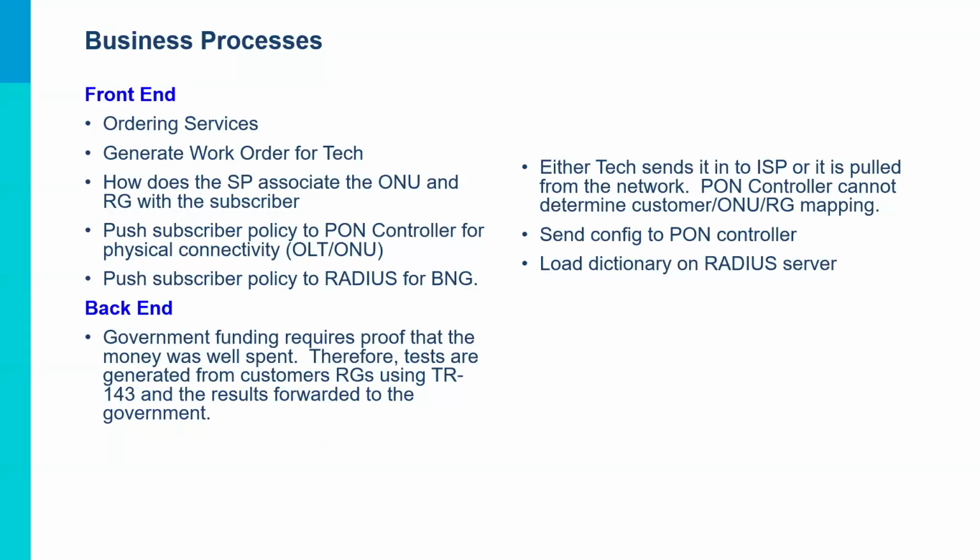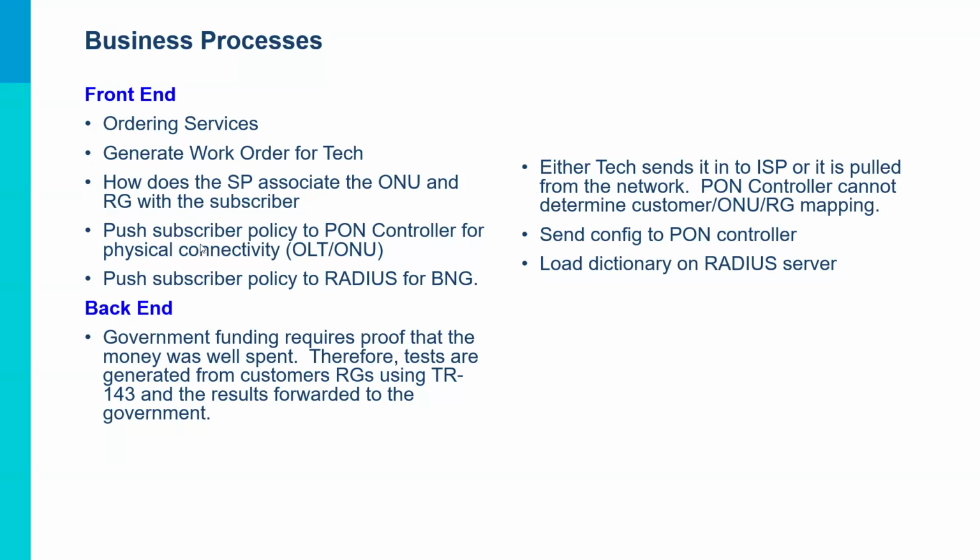I'd like to talk about how the technical solution fits into the business processes. So at the front end, you need to be able to order services. You need to be able to generate a work order for the tech. Then you have to figure out how you are going to associate the ONU and residential gateway with a particular subscriber. Now, either the tech sends the information back to the ISP or it's pulled from the network in some other way. The PON controller can't determine the customer ONU RG mapping because traffic is going through that splitter. So it's passive and it can't figure it out.